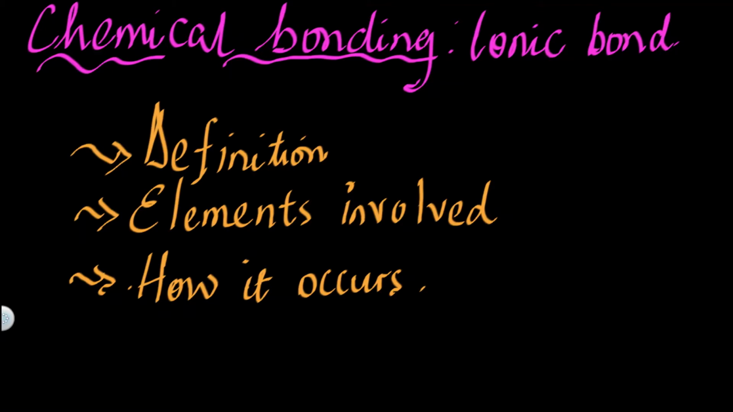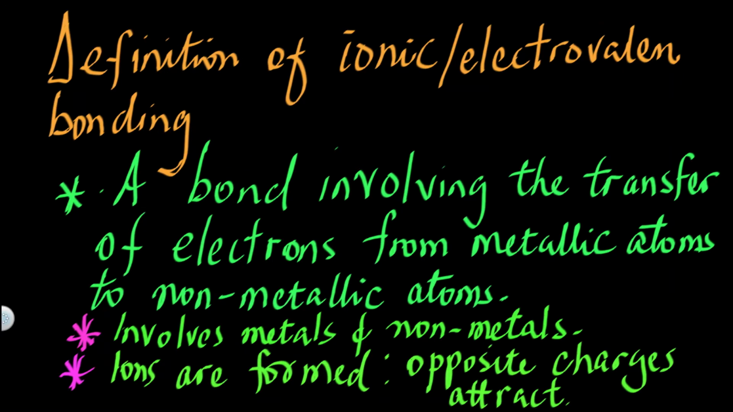Now, let us go to the definition. I want to emphasize here that the definition that you use depends on your syllabus, so follow what your syllabus is saying about ionic bonding. It is also called electrovalent bonding. You may find that in other textbooks or in other videos, they will be referring to it as electrovalent bonding. It is one and the same thing, but I like using ionic bonding for a certain reason.